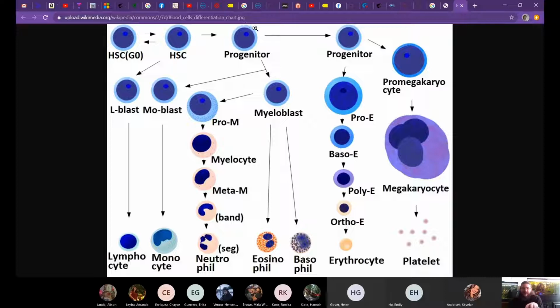Now, if you move past this second daughter cell to another daughter cell, you can get promegakaryocytes, which is a progenitor for the megakaryocyte, which is a massive cell whose fate is to break apart into itty bits. And those itty bits are the actual platelets. And if you want to make a red blood cell, this progenitor becomes a pro-E, baso-E, poly-E, ortho-E, and then finally a red blood cell, an erythrocyte. So you can see it's a complicated pathway.